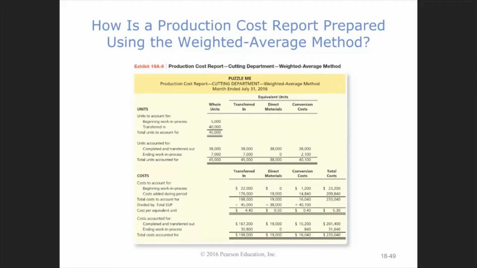And then here, this is showing us our final report. So we've done all of our calculations, and it brings us to our total cost accounted for transferred in was 198,000. Direct materials were 19,000. Conversion cost was 16,040. And our total cost overall was $233,040. And that is chapter 18.